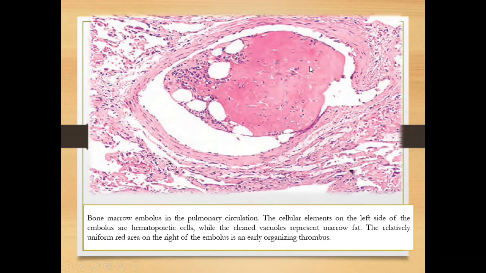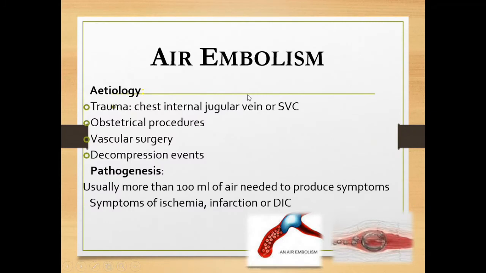What is air embolism? How does it occur? Trauma, chest, internal jugular vein or SVC, obstetrical procedures, vascular surgery, decompression events. Pathogenesis: usually more than 100 milliliters of air is needed to produce symptoms of ischemia, infarction, or DIC. When air is less than 100 milliliters, it is asymptomatic and does not induce any symptoms. So air needs to be greater than 100 milliliters. It can cause ischemia, infarction, or DIC.